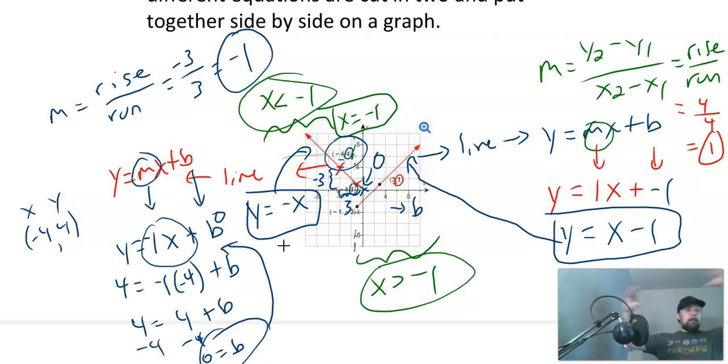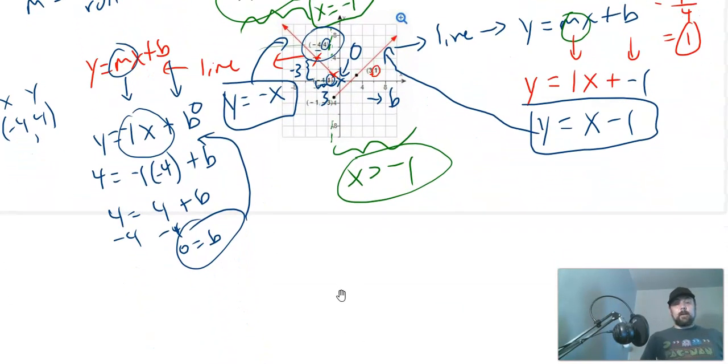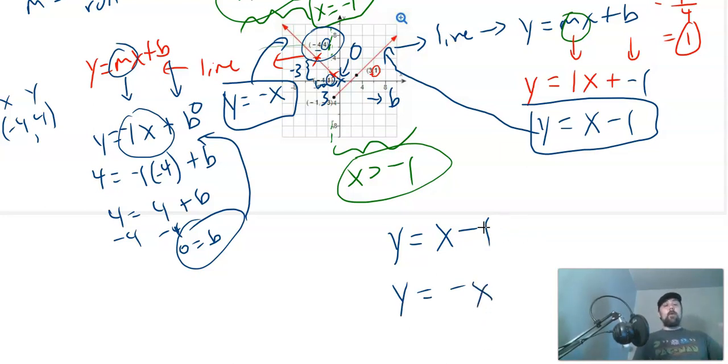Now, that's a mess. Look at this screen, right? There was a lot of work that had to be done. We want to take all of that information and package it in a nice, neat, efficient way that's easy to read. So here's how we end up putting all this information together. To write the equation of this entire piecewise function, we're going to write both of these equations. We have y equals x minus 1, and we have y equals -x. And then we're going to specify when each equation is getting used.